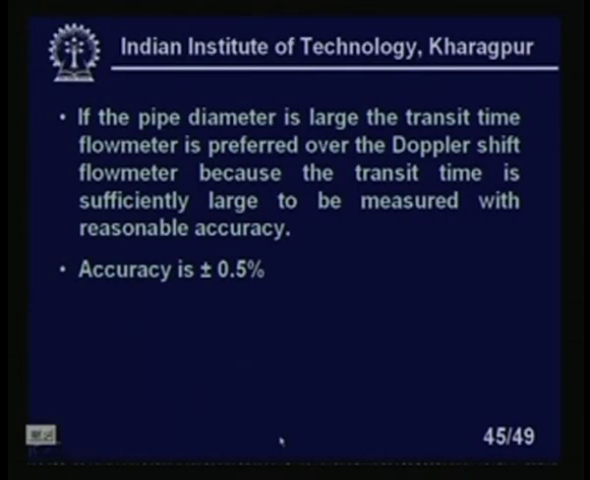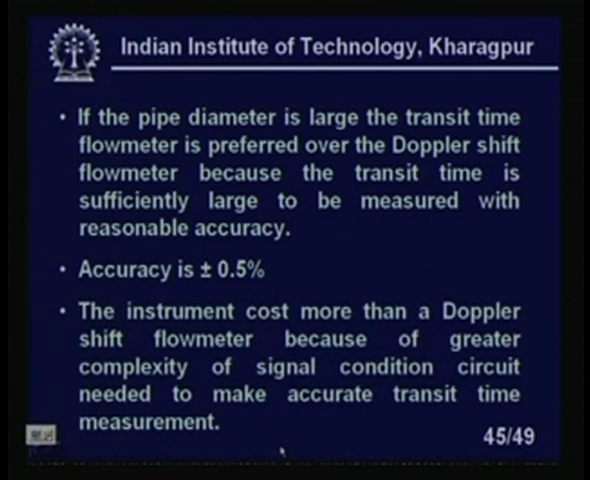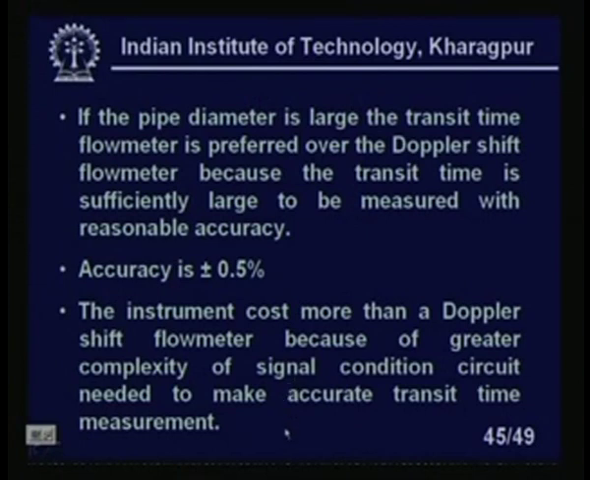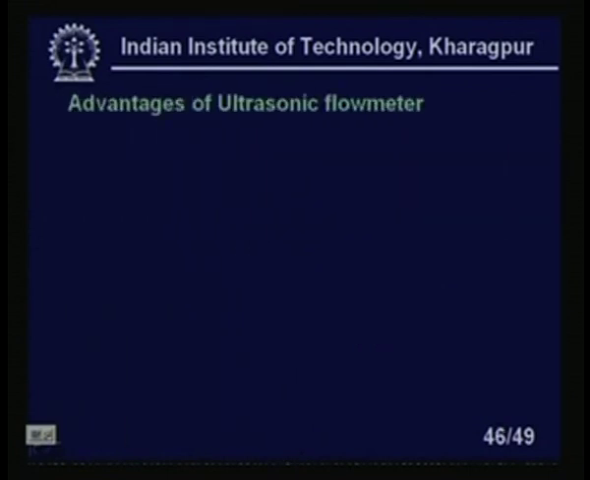The accuracy is typically 0.5%, that is the typical accuracy of this flow meter. The instrument costs more than a Doppler shift flow meter because of the greater complexity of the signal conditioning circuitry. The circuit is more complex than the Doppler shift, but the advantage is that we do not have to measure the velocity of sound in the particular liquid. So, the instrument costs more because of the greater complexity of the signal conditioning circuit needed to make accurate transit time measurements, right.